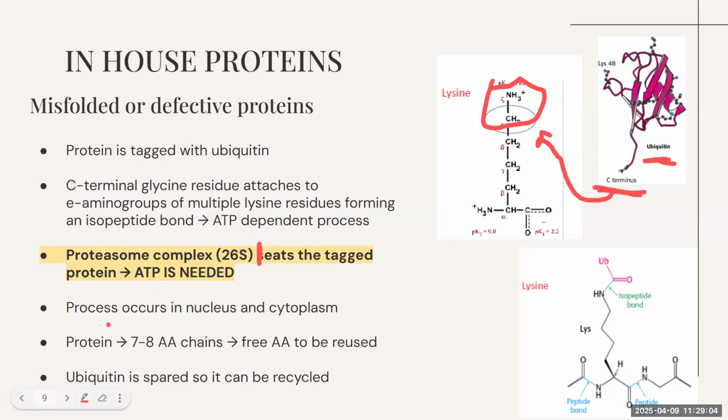Now, the process occurs in the nucleus and cytoplasm. The protein gets degraded into chains that are 7 to 8 amino acids long, and the amino acids can be reused. Ubiquitin is spared, so it can be recycled. Pretty straightforward stuff, I believe, but here's the full explanation anyways.